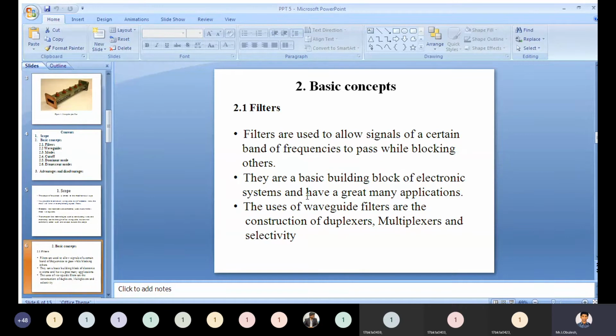Among that, the uses of a waveguide filter are the construction of a duplexer, multiplexer, selectivity, noise limitations in receivers, and harmonic distortion suppression in transmitters. You need to remember these. So these are the uses of waveguide filters.